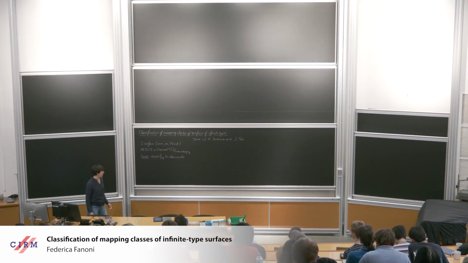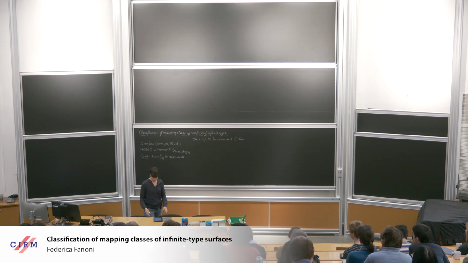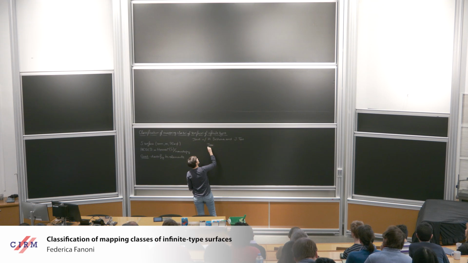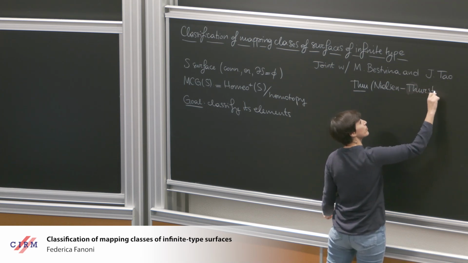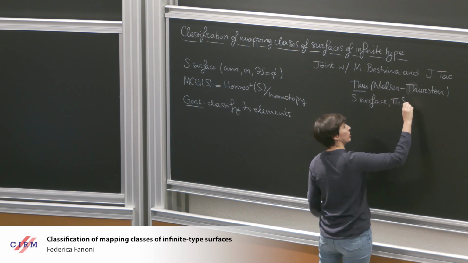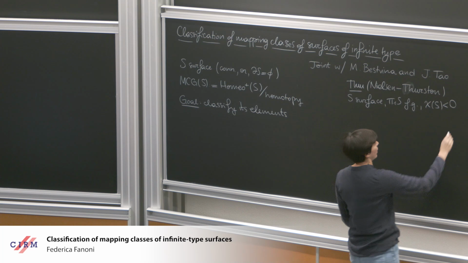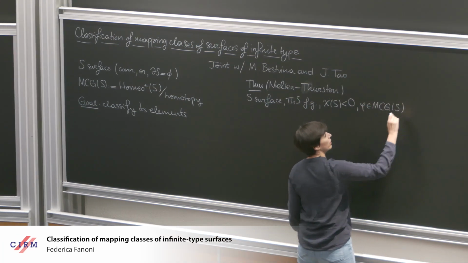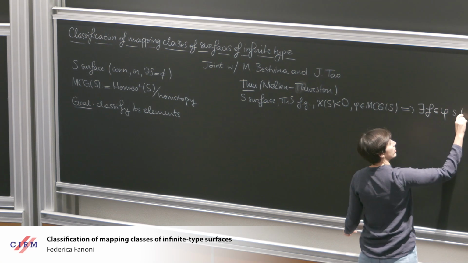And of course, I guess most of us know that this has been done if the fundamental group of the surface is finitely generated. And this is work of Nielsen and Thurston, so we'll start with that to set up the notation and the viewpoint I would like to take. So I have a surface. I assume its fundamental group is finitely generated, and it has negative Euler characteristic. Then I pick an element of the mapping class group, and it's classified in the sense that there exists some representative homeomorphism in here, which is one of three types.